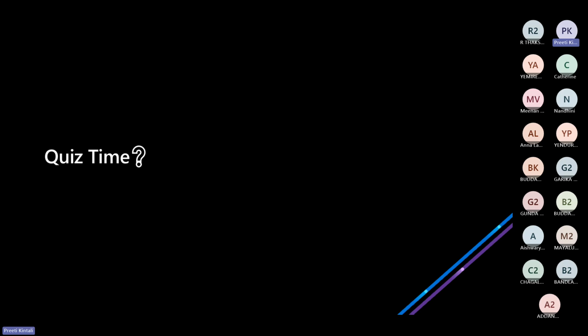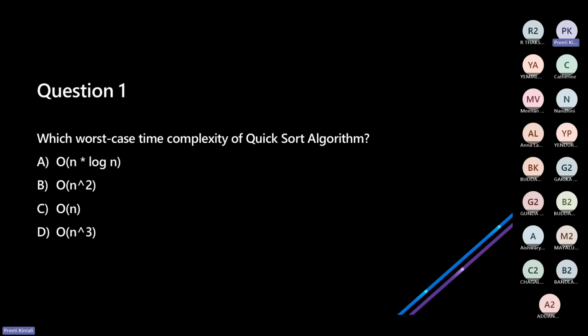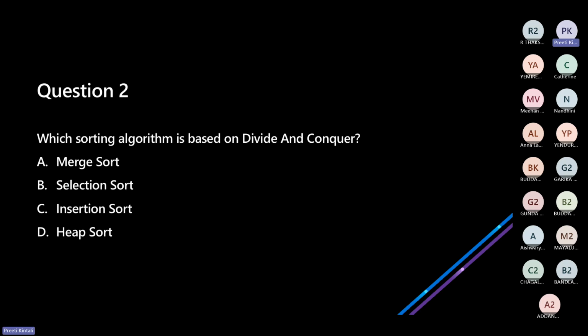So now let us have a quick quiz time. What is the worst case time complexity of the quicksort algorithm? You can answer in the chat box or on your mic and tell the answer if you know it. So now I will reveal the answer, that is big O of n squared. And then the divide and conquer algorithm. Which sorting algorithm is based on divide and conquer?